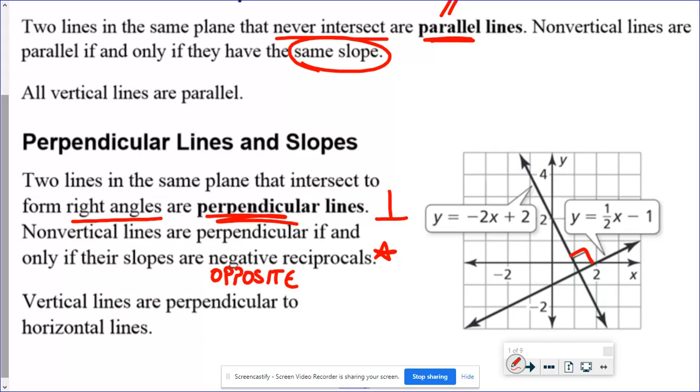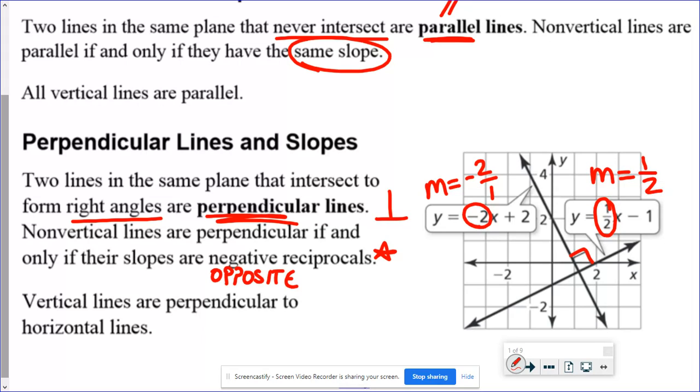And again, vertical lines are perpendicular to horizontal lines. You would know that just by looking at them. In these two lines that are graphed, the slope of this line is -2, or -2/1. The slope of this line is 1/2.